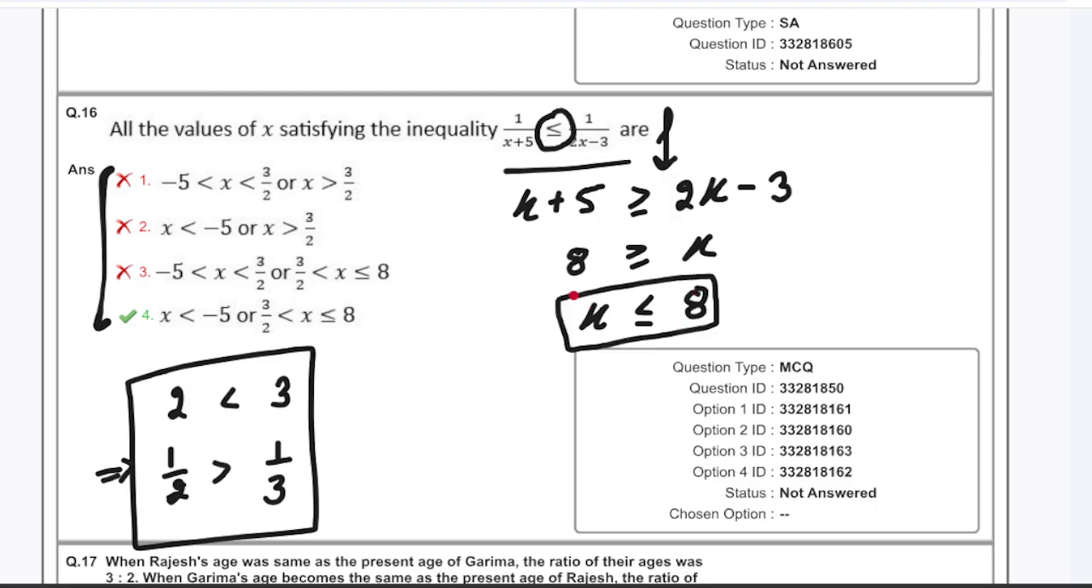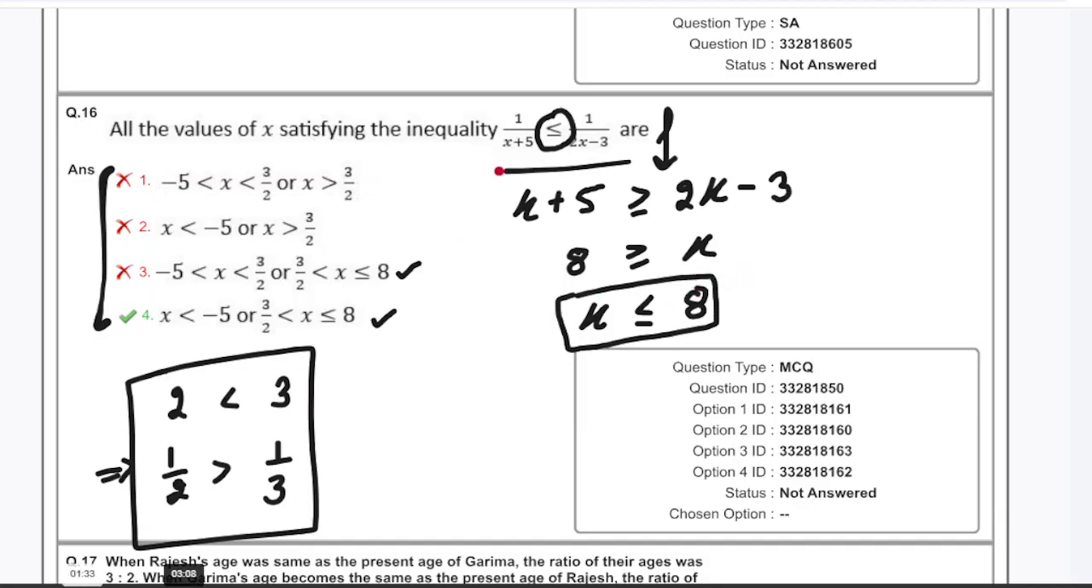Now on the basis of this, what all options can I eliminate? x has to be less than or equal to 8. This says x less than or equal to 8, x less than or equal to 8. This one is greater than, which was not saying anything. x is greater than, but there's no limit. So let's solve it further.